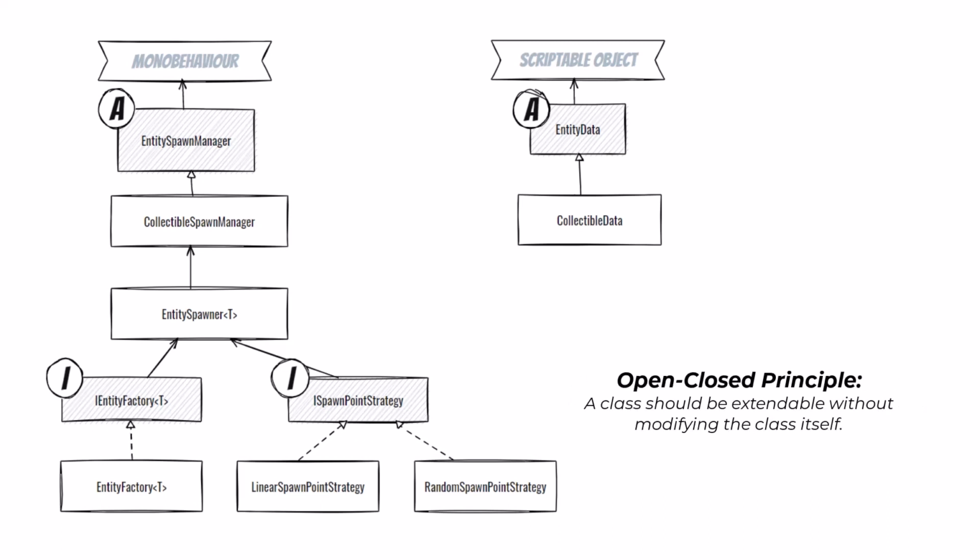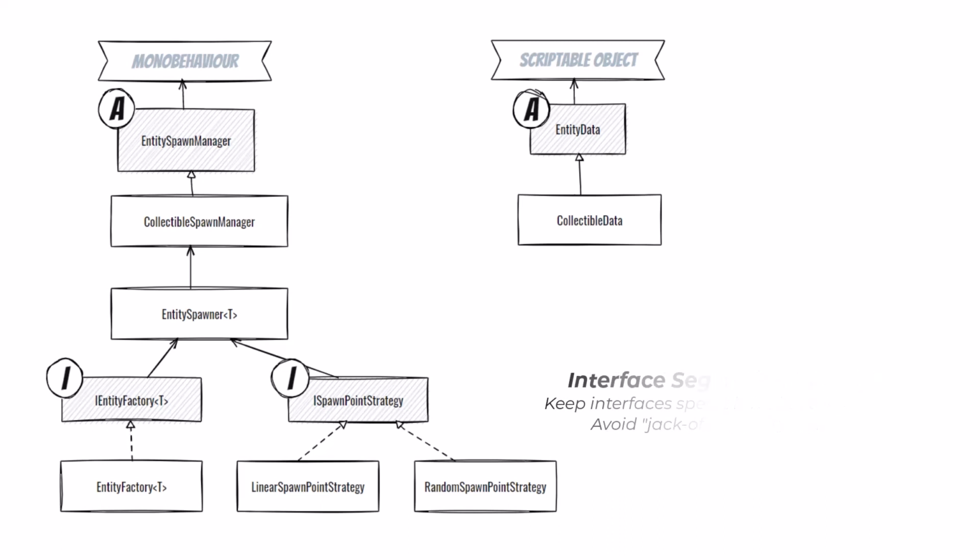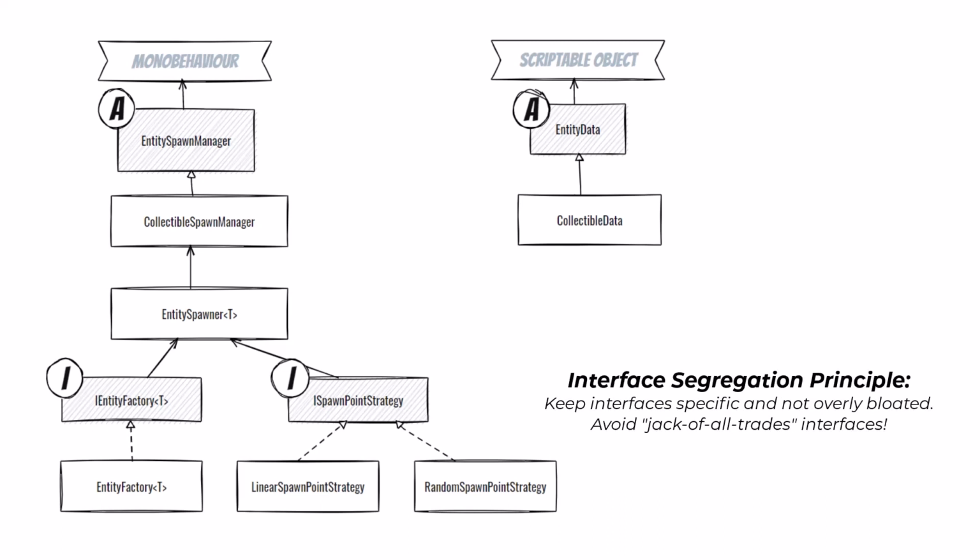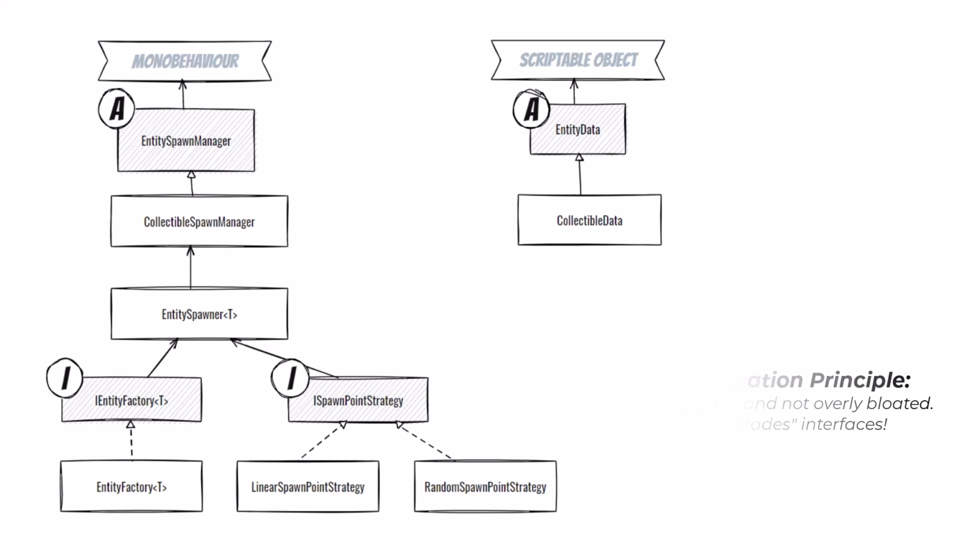Open-closed principle. The system is open to extension, but closed for modification. For example, to change the spawning strategy or create different types of entities, you don't need to modify existing classes. You just create new ones that implement the relevant interfaces or extend from base classes. Liskov substitution, LSP. The use of interfaces allows any class that implements the interface to be used interchangeably. For example, any class implementing the ISpawnPointStrategy can be used as the strategy for choosing spawn points.